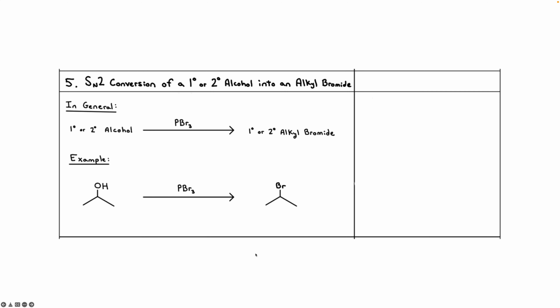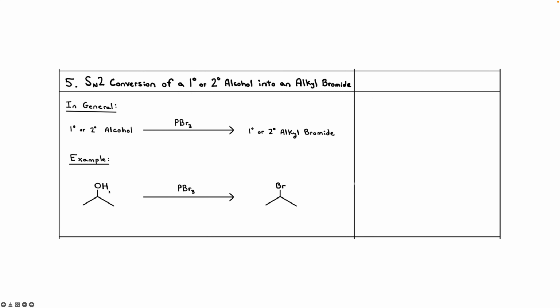An alcohol is a carbon chain that has an OH on it. If the carbon that has the OH bonded to it is bonded to one other carbon, it would be a primary alcohol. If it's bonded to two other carbons, then it would be called a secondary alcohol. So this drawn here is a secondary alcohol.